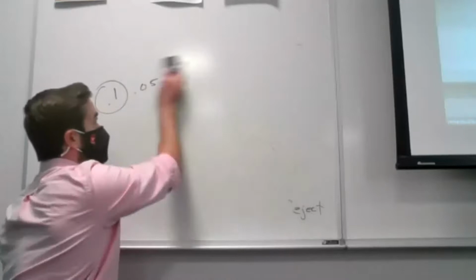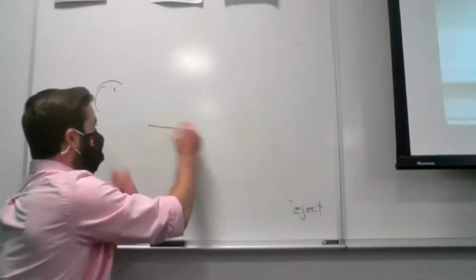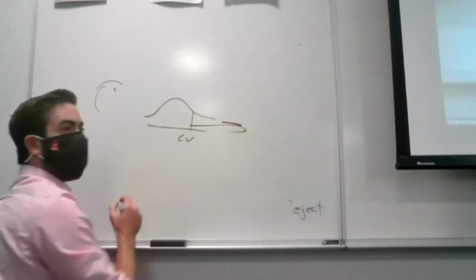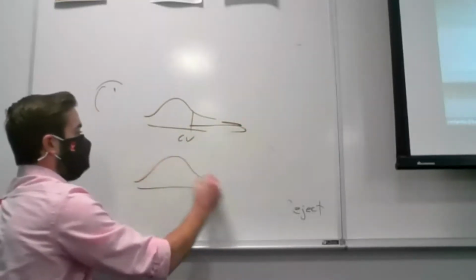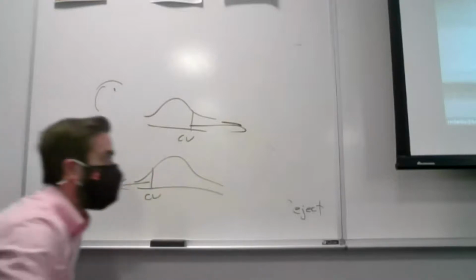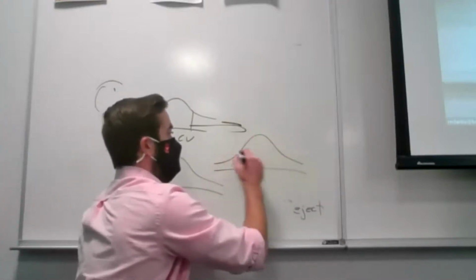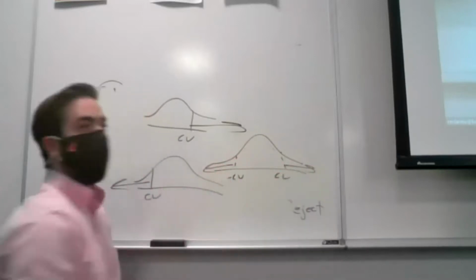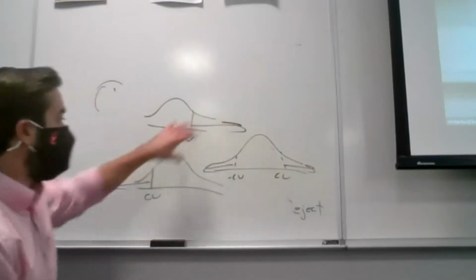Another way you could, this probably isn't technically a great way to say it, but if I have a right tail test, find my critical value, draw an arrow into the tail. If I have a left tail test, I find my critical value. My rejection region is like going into the tail. If I have a two-tailed test, I've got two critical values here. Draw arrows going into both tails, and that's my rejection regions.